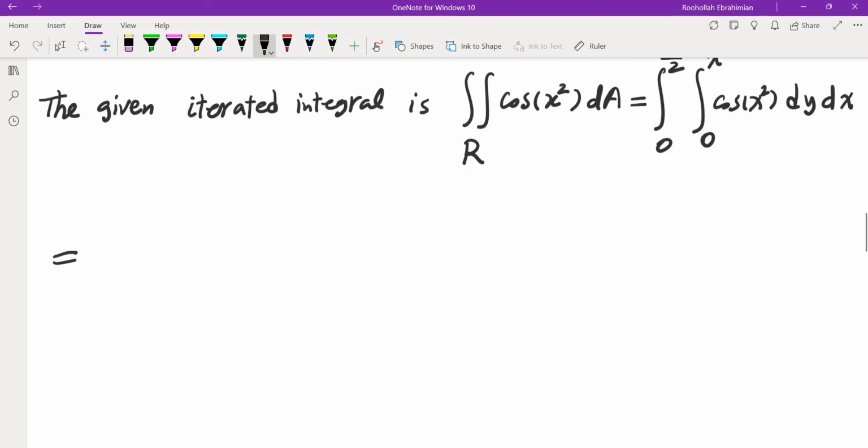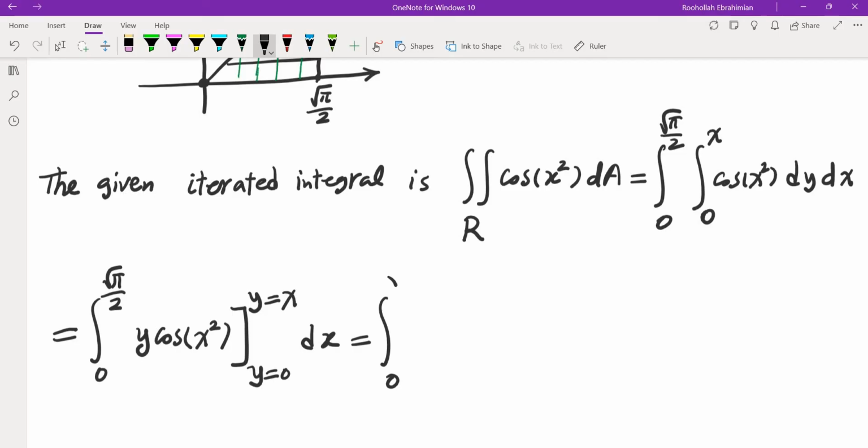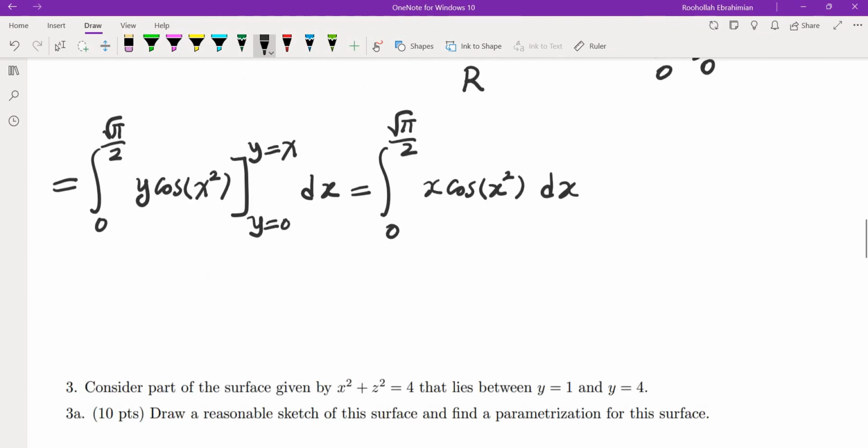Next, we're going to have to evaluate this one. So this would be the integral from 0 to root pi over 2. The integral of cosine of x squared is y cosine of x squared, where y goes from 0 to y equals x, dx. So 0 to root pi over 2. When we plug in x, we get x cosine of x squared. When we plug in 0, we just get 0.